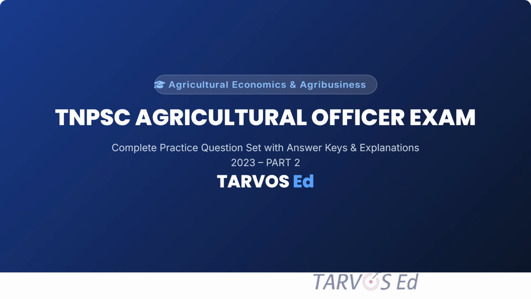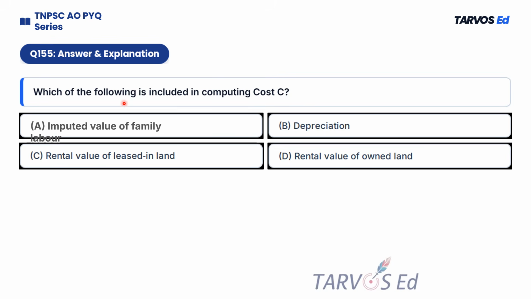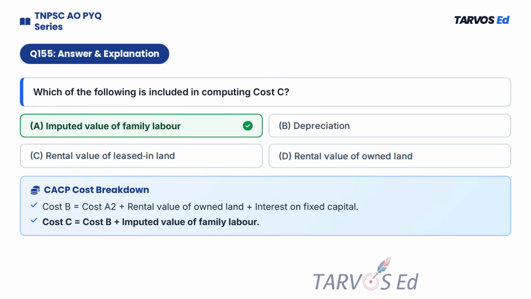So your first question will be, which of the following is included in computing cost C? This question comes from production economics. Option A, imputed value of family labor, B, depreciation, C, rental value of leased in land, and D, rental value of owned land. Which of the following will be included in computing the cost C? Correct option will be option A, imputed value of family labor.